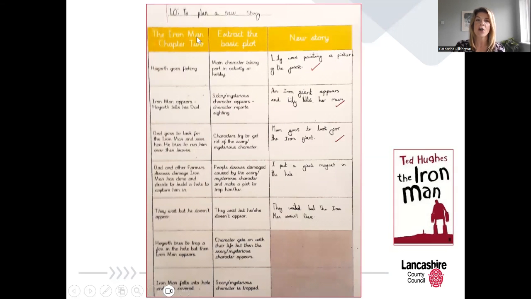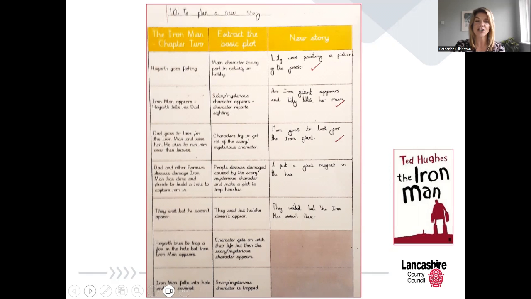Now you can see we've got the original plot of the Iron Man, we've got the basic plot extracted, and then we've got the new story that the children are plotting here. And of course, as a teacher, you would have your own copy of that plan, showing the children how to select choices ready for your modelled outcome.